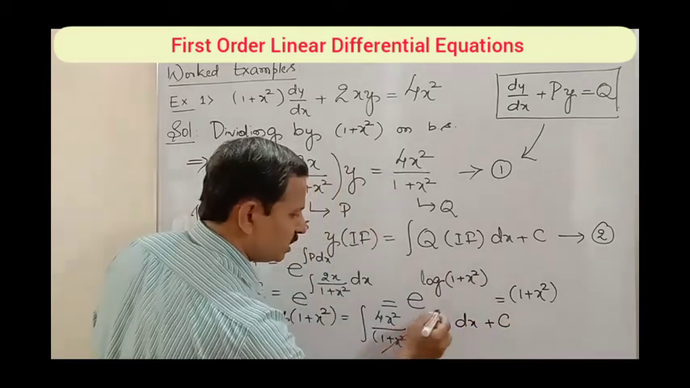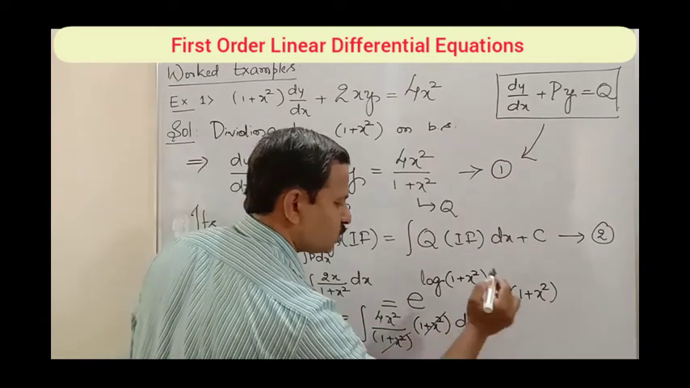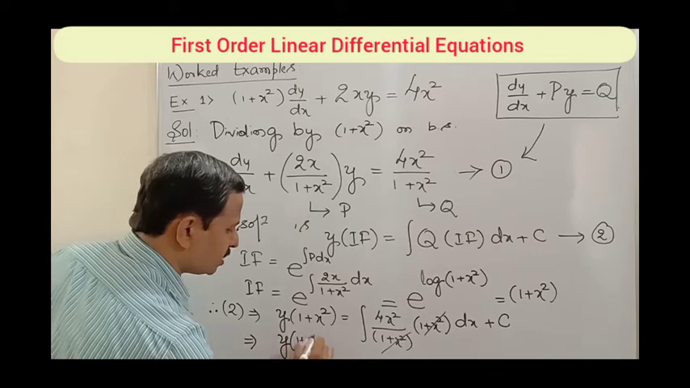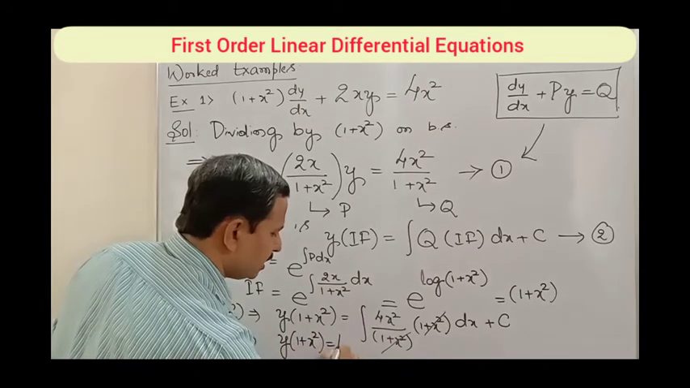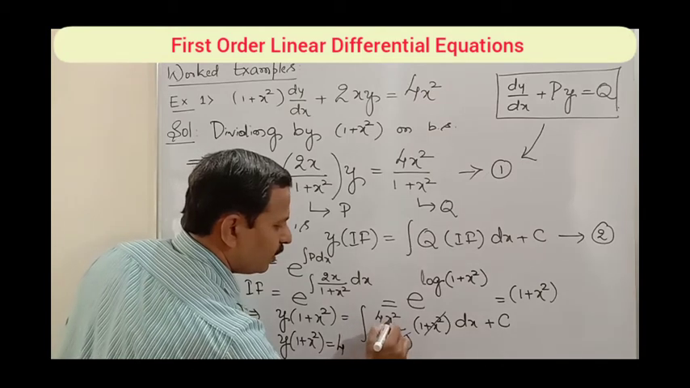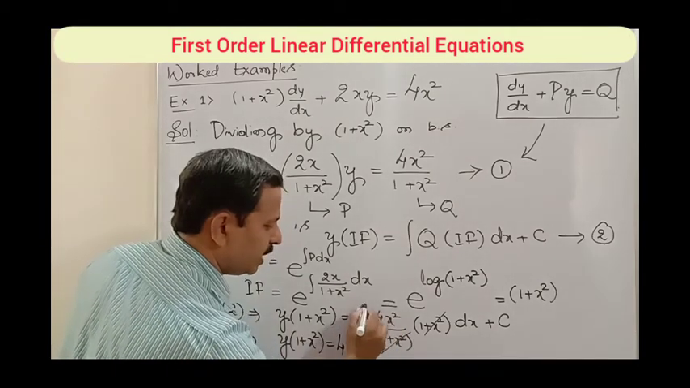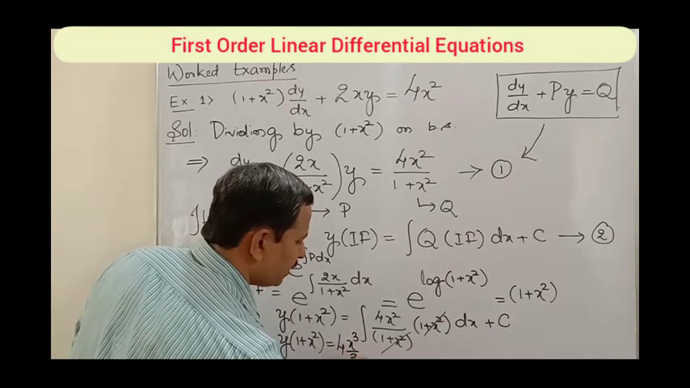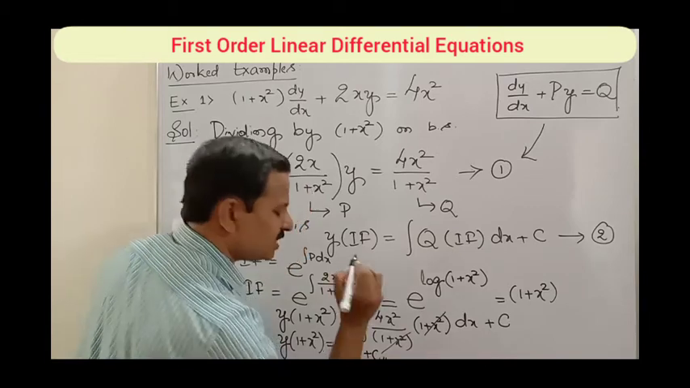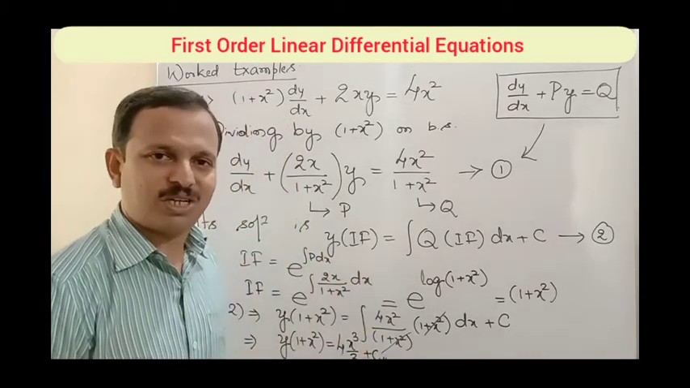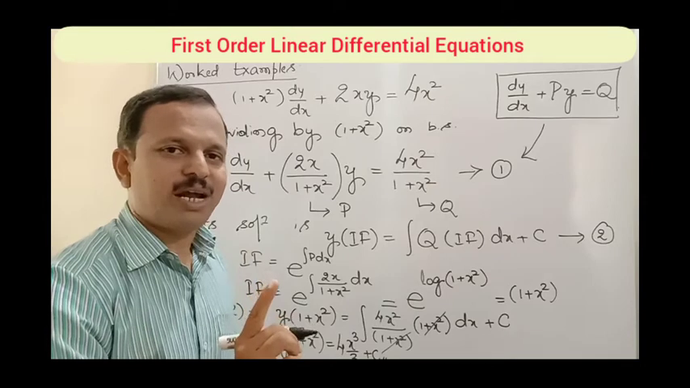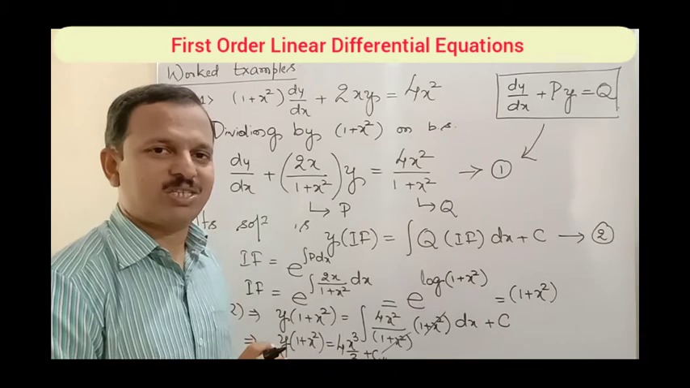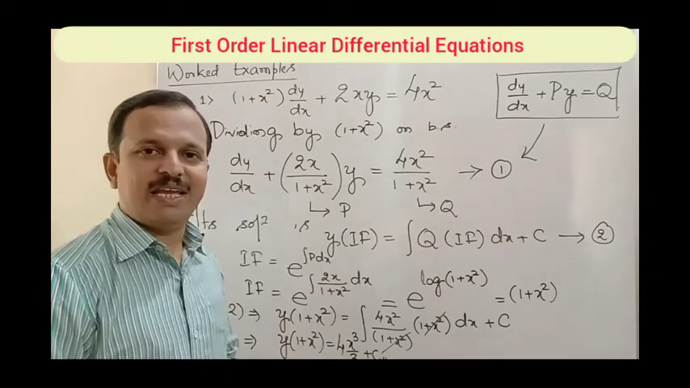Now we can cancel this with this, so it is only 4x square with respect to x. So in the next step, we can directly integrate. It is y into 1 plus x square equals 4 as it is, integration of x square, 4 is a constant, it comes outside. Integration of x square with respect to x is x cube by 3, plus c at the end as it is. This is the required solution of the given differential equation, which is first order and linear. So this is how one can very easily solve differential equations which are first order and linear in nature.